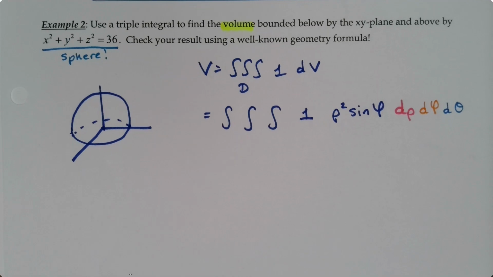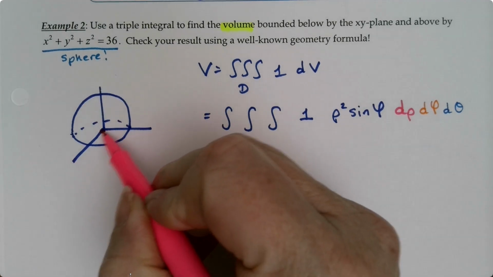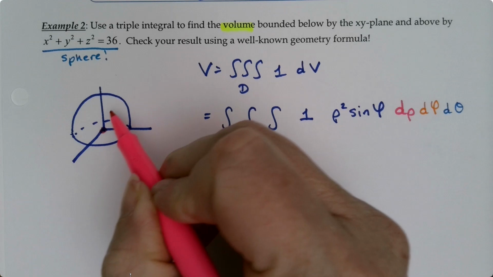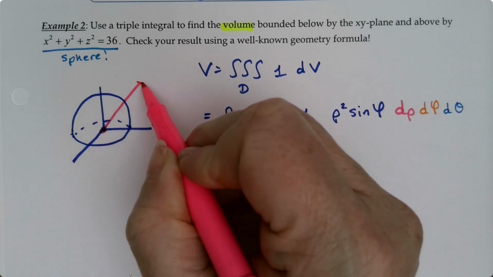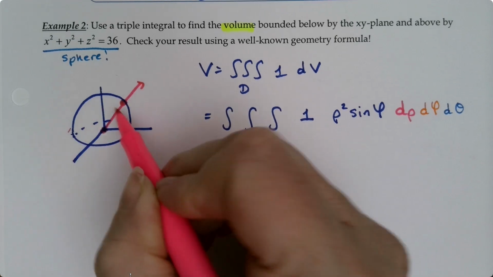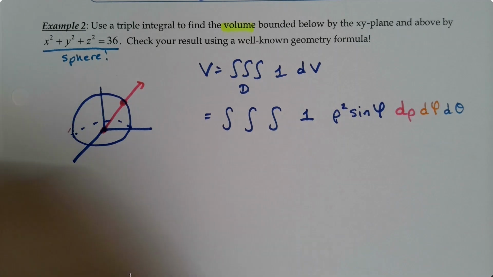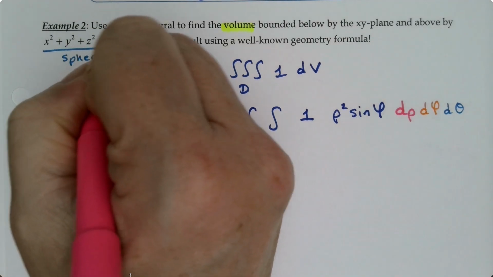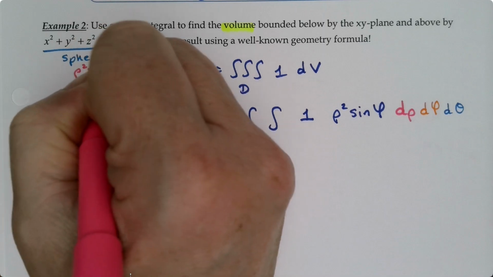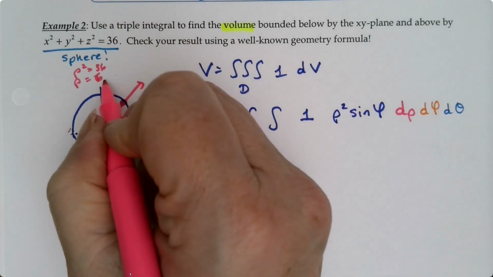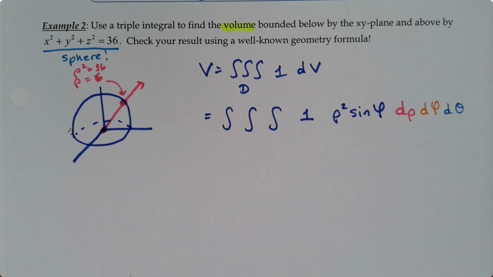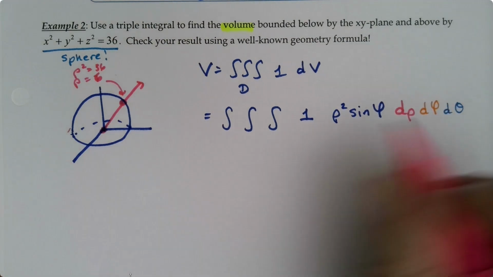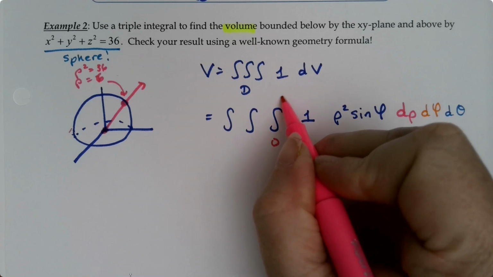Okay, so the easiest parts to figure out are actually rho and theta in this case. So if you imagine a spoke coming out from the origin and poking out that sphere, this is a sphere that is rho squared equals 36, so rho equals 6. And that's exactly where we're hitting, right? So rho is going to go from 0 to 6.